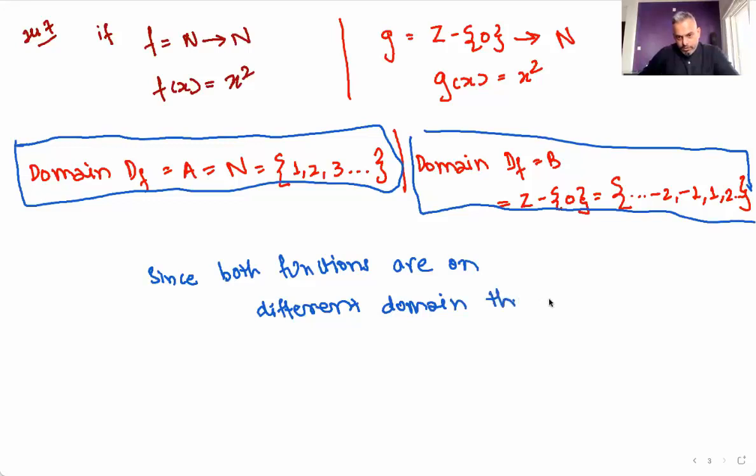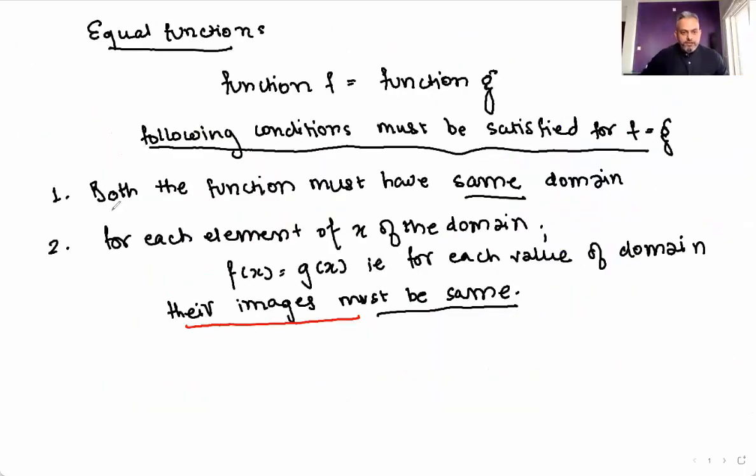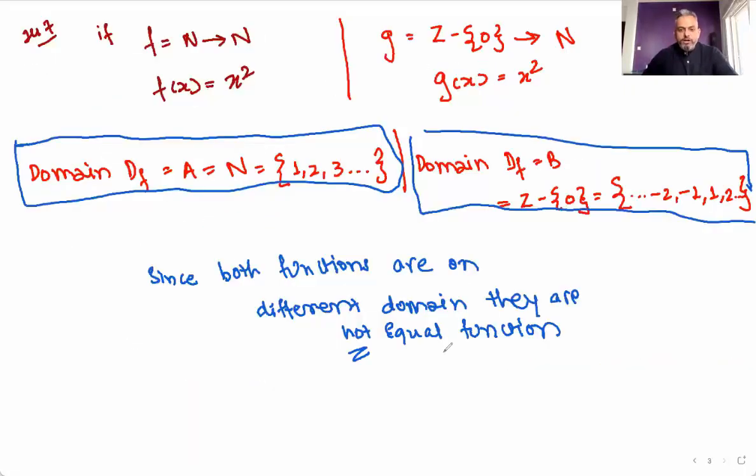They are not equal functions. So the first condition itself is not satisfied. Which was the first condition? The first condition is that both the functions must have the same domain. So the first condition, same domain, was not satisfied, hence they are not equal functions.